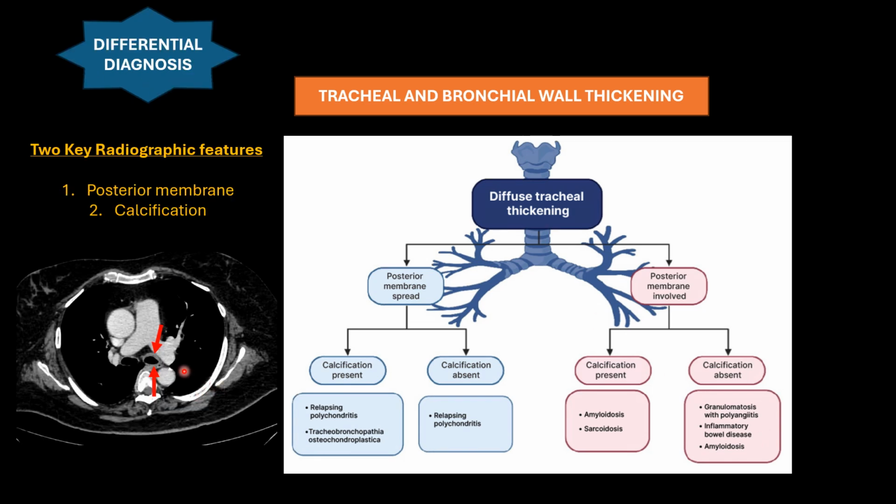So coming to our patient, we saw tracheal wall thickening and bronchial wall thickening. The posterior membrane is definitely involved here. Calcification is absent. So the possibilities in this patient would be either granulomatosis with polyangiitis, IBD, or amyloidosis, which was raised in this patient.